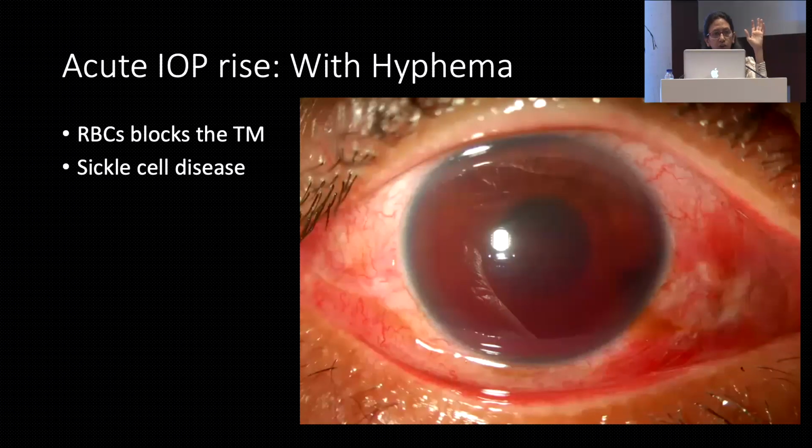And then you have acute IOP rise in the acute phase with hyphema. With hyphema, you may have all the other causes which are listed in the previous slide, but the bulk of the IOP rise is because of the RBCs blocking the trabecular meshwork. It is not very common in our country, but if a patient has sickle cell disease, then you cannot give carbonic anhydrase inhibitors, because the RBCs will sickle and further block the trabecular meshwork.